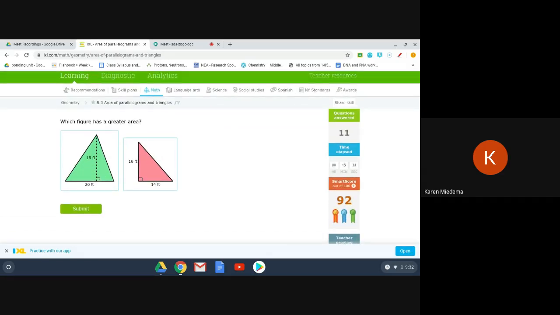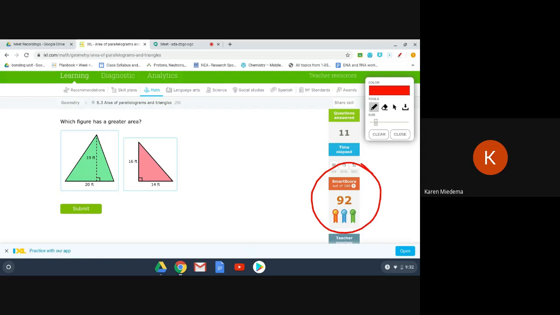Okay, again, this one's very, very similar. So this is S3, area of parallelograms and triangles. Again, I want you to go ahead and try these problems, and I want you to get a SMART score, which is listed right here, of 90 or better. After you receive that score of 90 or better, you can stop.